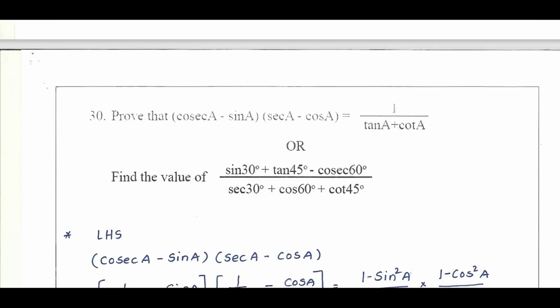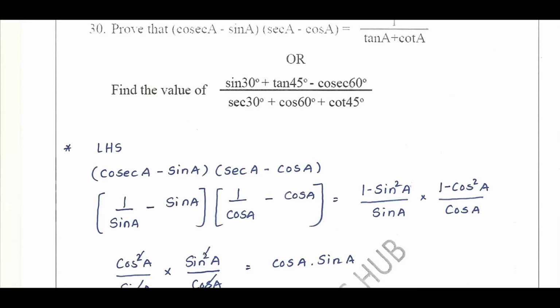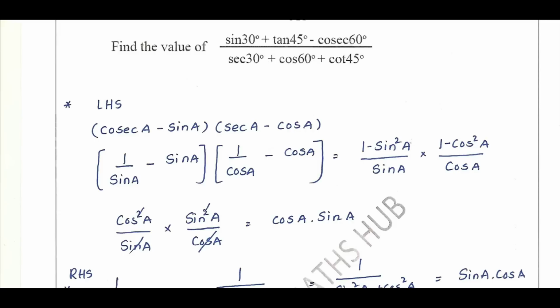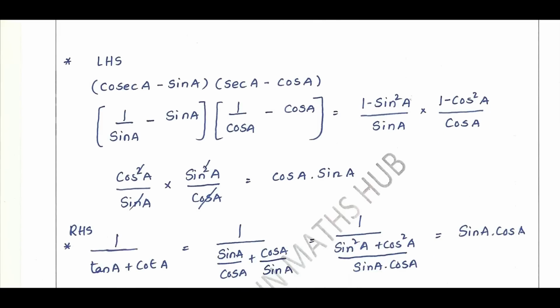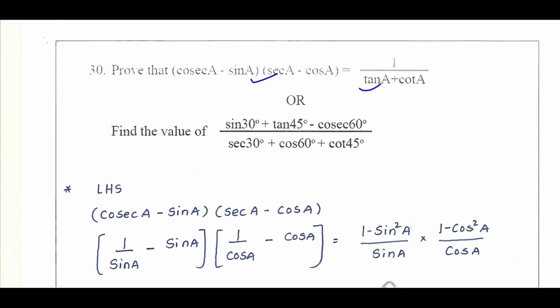Prove that cosecant A minus sin A into secant A minus cos A equals 1 by tan A plus cot A, or sin 30 plus tan 45 minus cosecant 60 divided by secant 30 plus cos 60 degree plus cot 45. Dear students, first question, here you need to simplify LHS and RHS separately.